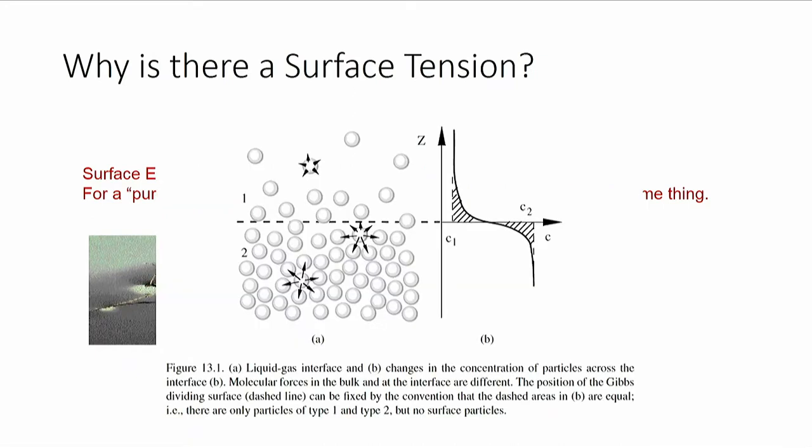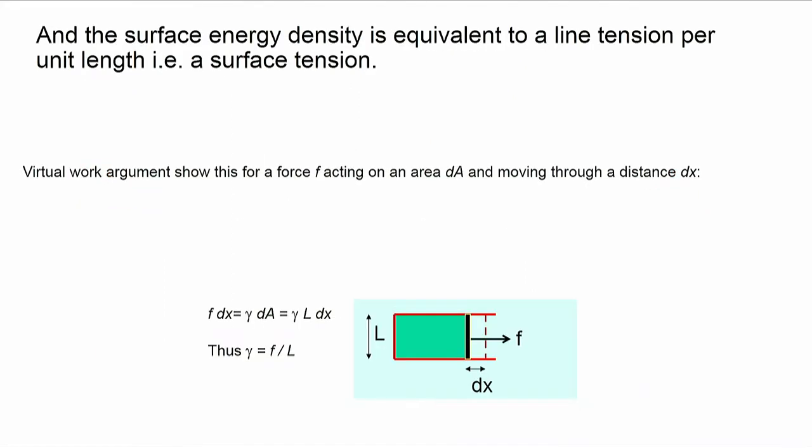You can also model this in this way. You have molecules here and fewer molecules here. So this is the interface, and there's some energy associated with this interface. We'll return to this later on. You can also think of this surface energy as a line tension, so a force per unit of length. Dimensionally, they are the same.